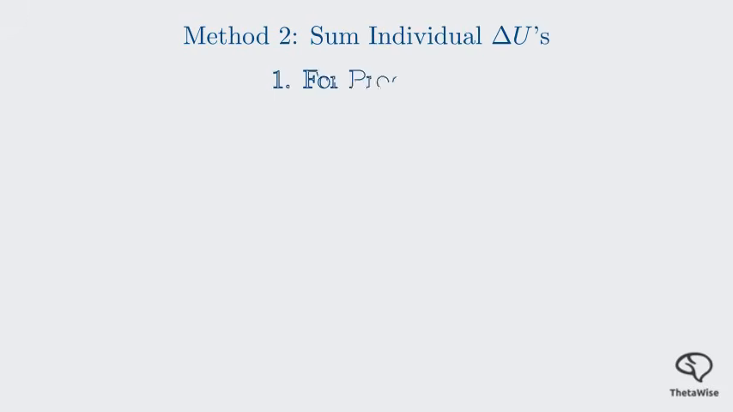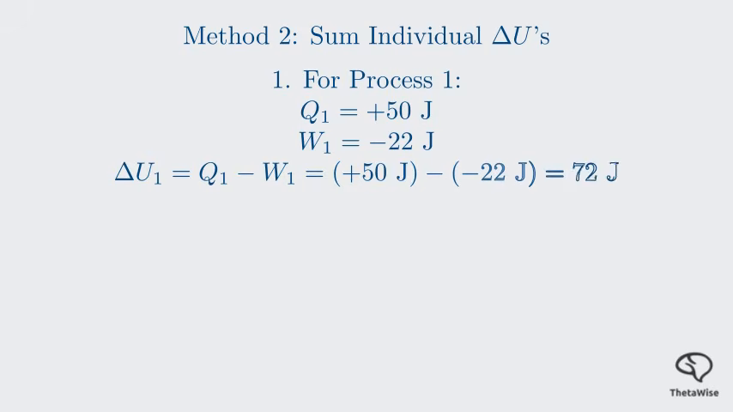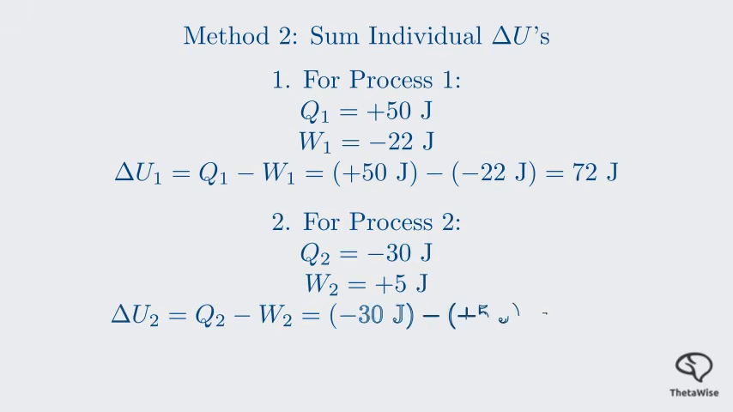Let's confirm our answer by doing it the second way, which is to calculate the change in internal energy for each process individually and then add them up. For the first process, Q1 is plus 50 and W1 is negative 22. Using dU1 equals Q1 minus W1, we get 50 minus negative 22, which is 72 joules. For the second process, Q2 is negative 30 and W2 is plus 5. Using dU2 equals Q2 minus W2, we get negative 30 minus 5, which is negative 35 joules.